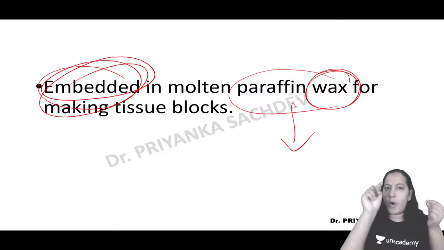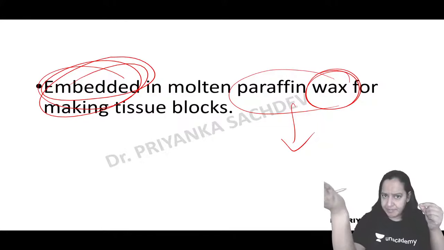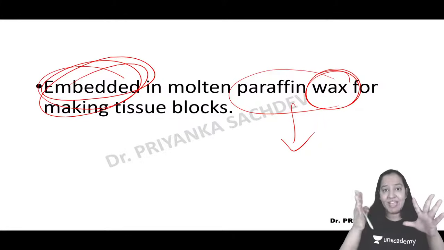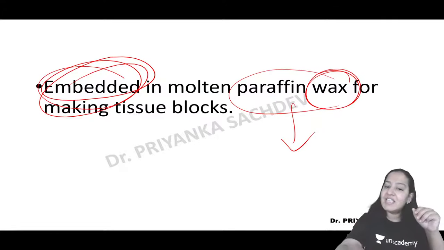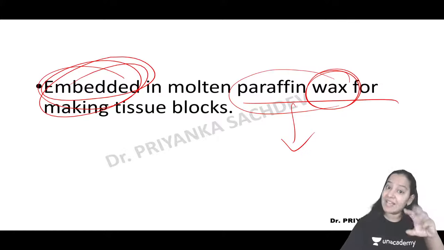I will cut it into 0.1 millimeter thin slices, like chips. Itna patla chips ke jaisa kaatna hai. So I need some agent for cutting it, and that agent is wax. I cannot cut the tissue directly. So I will do embedding first in wax, then I will do cutting.